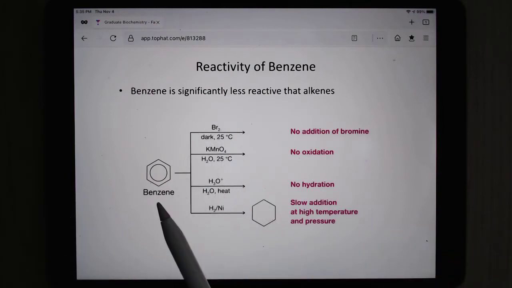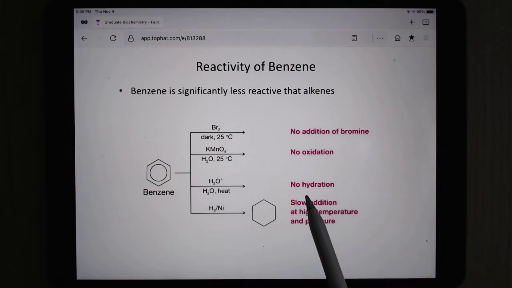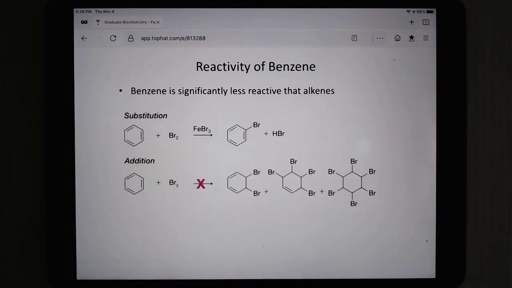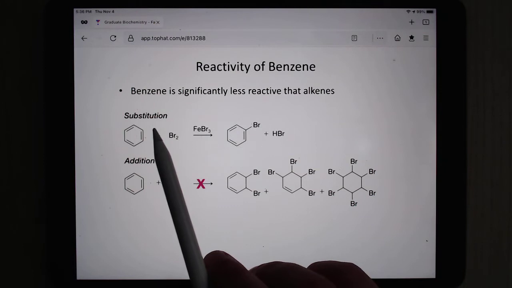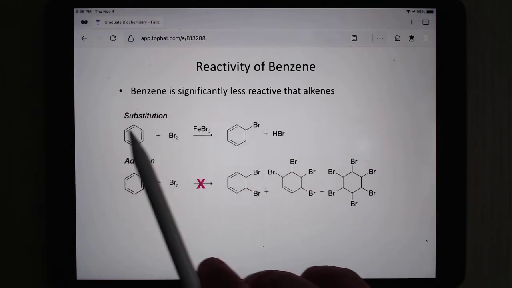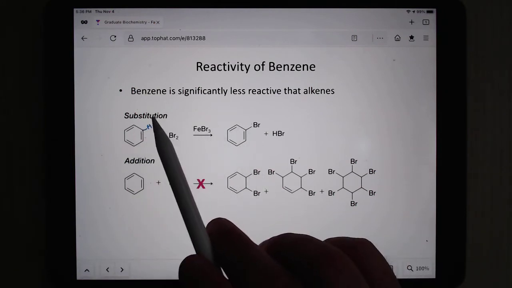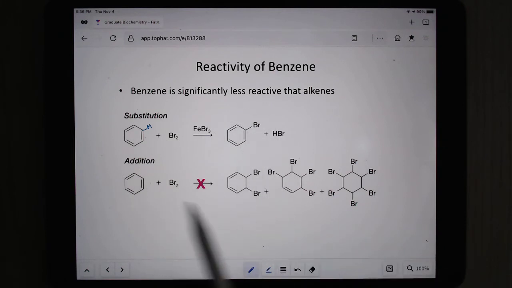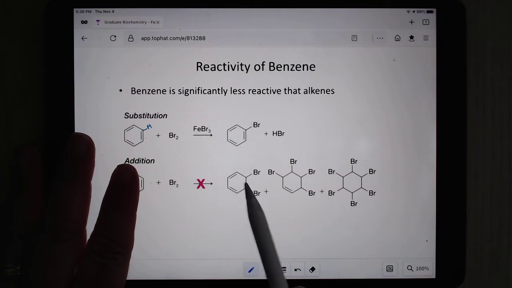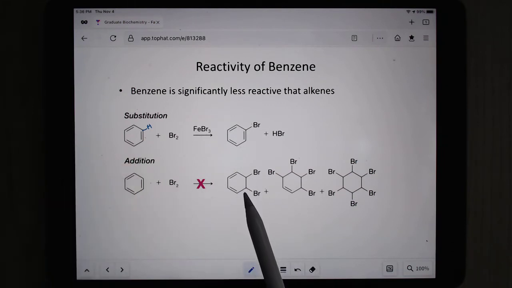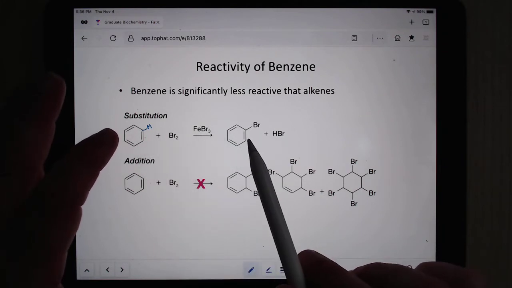Now, one of the things with reactivity with benzene is that it can be significantly less reactive than alkenes. So if you tried these reactions, they basically wouldn't work. This could work if you really forced it, to do the hydrogenation. Typically what happens is we have a substitution. There is an H here, and we're going to swap out this hydrogen for a bromine. If this was an alkene, we would just do a nice little addition, adding in Br-Br across it. That's not going to happen with benzene. The best you can do is to get a substitution on there.